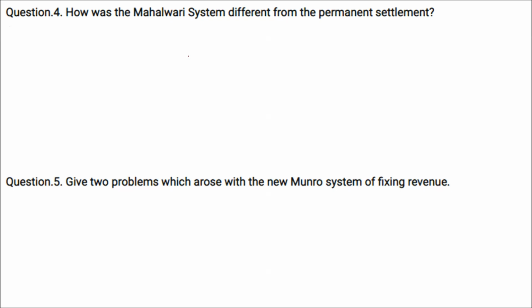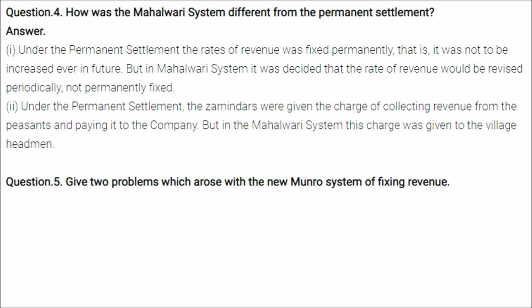How was the Mahalwari system different from permanent settlement? So there are certain differences. First, under the permanent settlement, the rate of revenue was fixed permanently. That means it was not to be increased ever in future. But in the Mahalwari system, it was decided the rate of revenue would be revised periodically, and that means it is not permanently fixed. Also, under the permanent settlement, the zamindars were given the charge of collecting revenue from the peasants and paying it to the company. But in the Mahalwari system, this charge was given to the village headman.